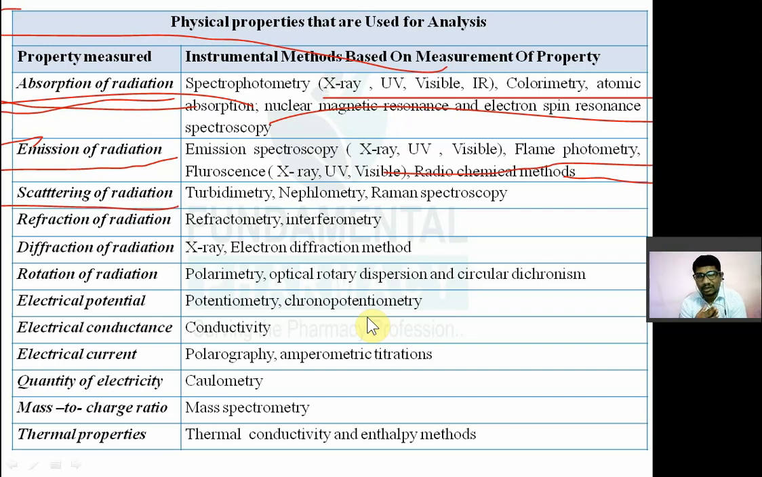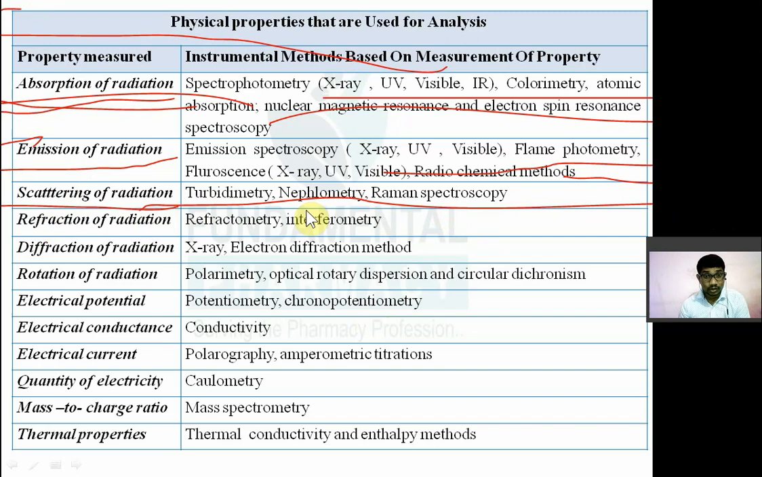If there is emission of light, emission spectroscopy. If there is scattering of light, scattering. So scattering of light is measured in Raman spectroscopy, nephelometry and turbidimetry. Question इसके ऊपर आ चुका है. Scattering of light or scattering of radiation is the phenomenon involved in the following type of spectroscopic technique.